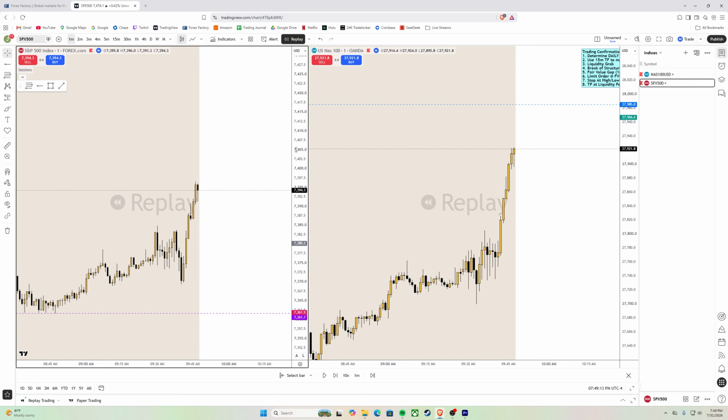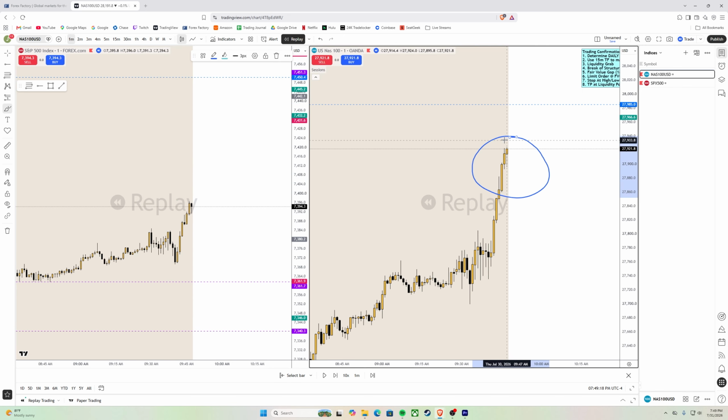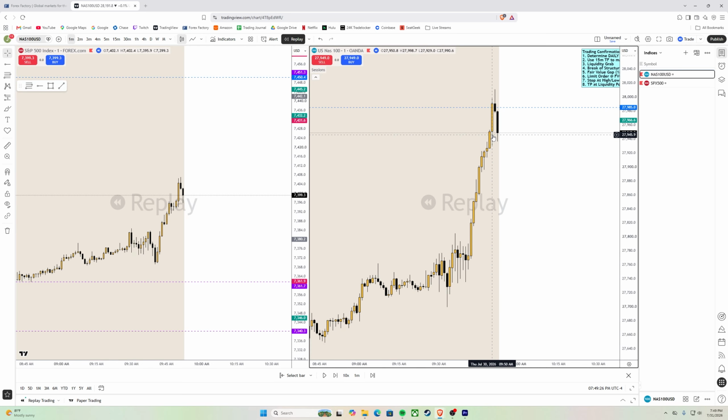So yeah, and S&P is still very far, right? So the NAS is obviously a lot closer. So my attention is pretty much on the NAS, right? And so as I keep fast forwarding, boom, right? You see here at 950, that's when price poked into the liquidity.